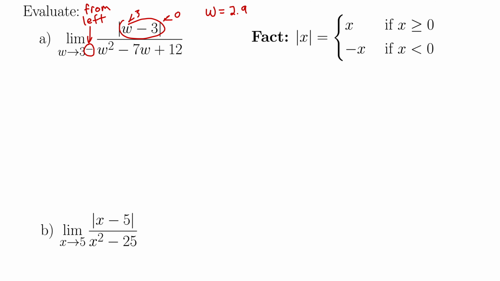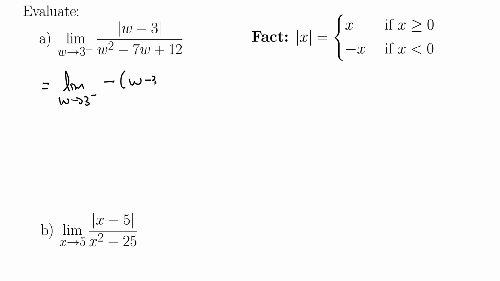So let's clean this up a little bit here. This limit becomes the limit, okay, as w still goes to 3 from the left. And now instead of the absolute value of w minus 3, we have negative quantity w minus 3 all over this denominator. Well, I'm going to factor this denominator because I'm hoping some cancellation happens here. We have w and w. How about minus 3, minus 4? And look at that, ripe for cancellation.